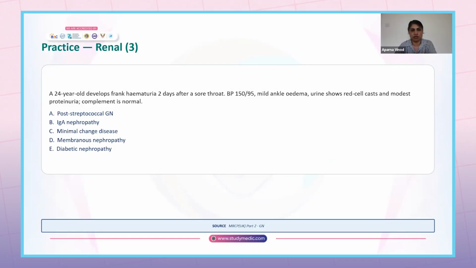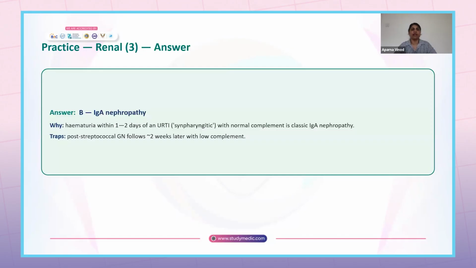This is not post-streptococcal because it is too early. It is not 2 weeks, and complement is normal as well. So it takes us away from post-streptococcal glomerulonephritis, and the answer is IgA nephropathy.